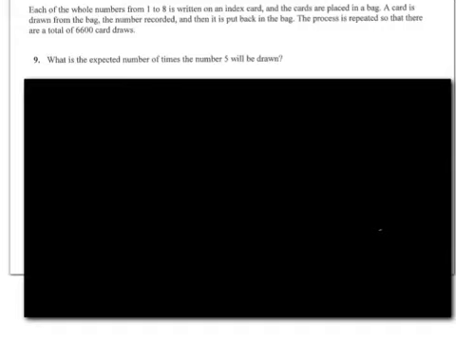The formula to find the expected number was this. It was take the number of experiments done times the probability of that outcome happening. The number in the experiment is 6,600 draws that are happening. The probability of drawing a 5 from a bag of numbers 1 to 8 is 1 out of 8. You multiply that through and you should expect the card with a 5 to show up 825 times.